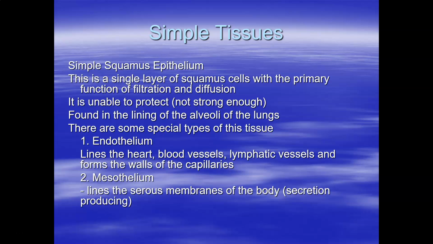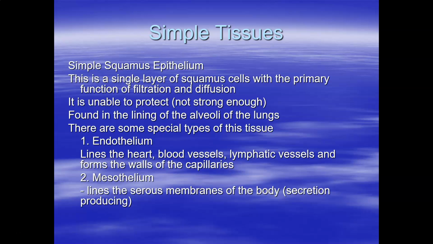It's a single layer of squamous cells with the primary function of filtration and diffusion. It can't protect. It's too thin. It has to be thin to allow things to move through it, but it's not strong enough to deal with any kind of trauma. So one of the places we find it is in the lining of the alveoli of the lungs, and these are the structures within the lungs that allow for gases to pass both ways, carbon dioxide out of the lungs and oxygen into the bloodstream.